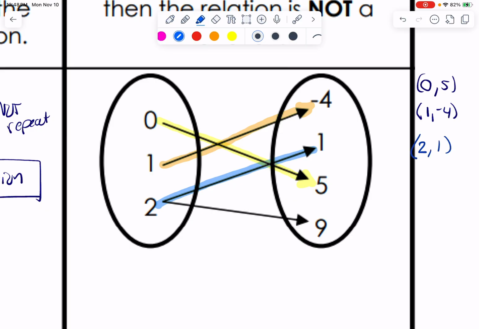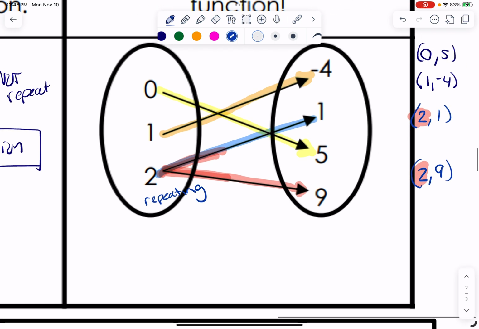And then we've got 2 mapped to 9. So we would say that the ordered pair is 2, 9. Now, if I look at these x values over here, this 2 and this 2 are repeating. The 2 is going to 2 different numbers. That makes this 2 repeating. If the 2 is repeating, then this is not a function.